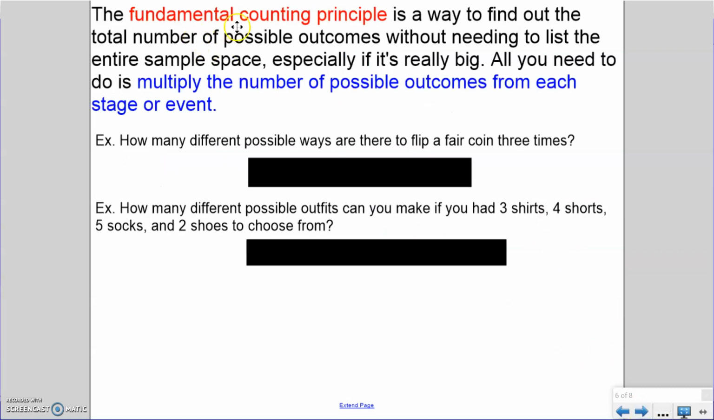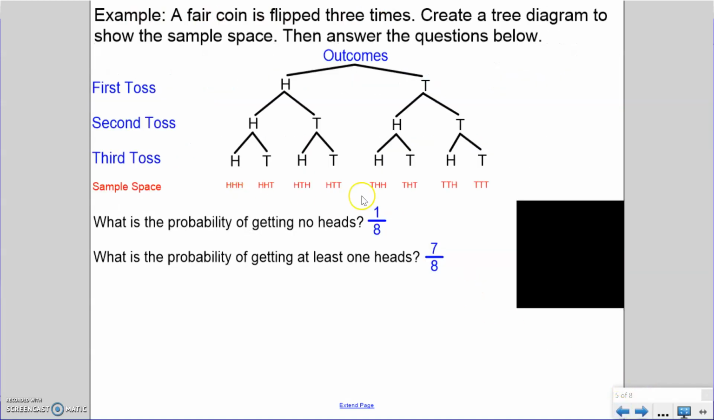Now we have the fundamental counting principle. That is a way to find out the total number of possible outcomes without needing to list the entire sample space, especially if it's going to be too big. All you need to do is multiply the number of possible outcomes from each stage or event. So for example, looking at the last problem, how many different possible ways are there to flip a fair coin 3 times? From this last picture, we know there's 8 total ways that are different.